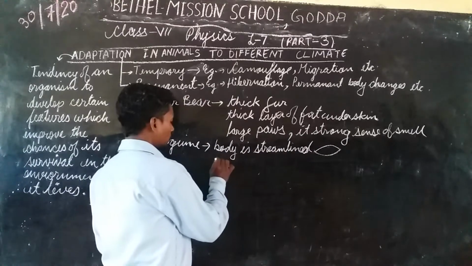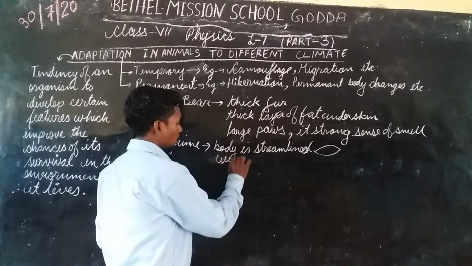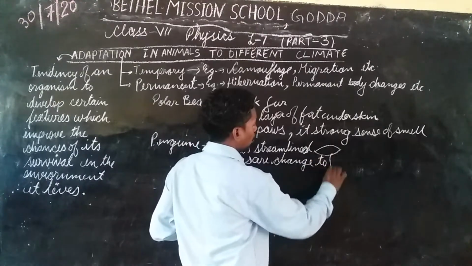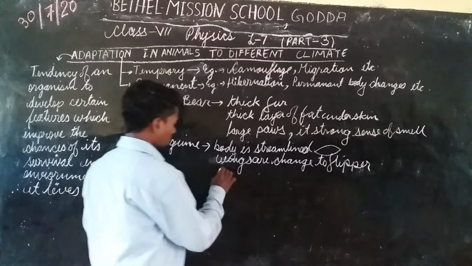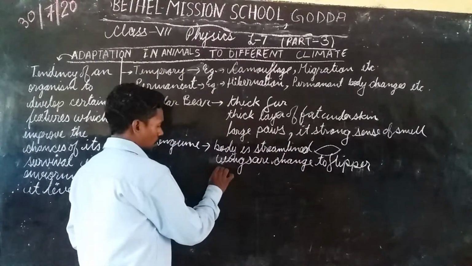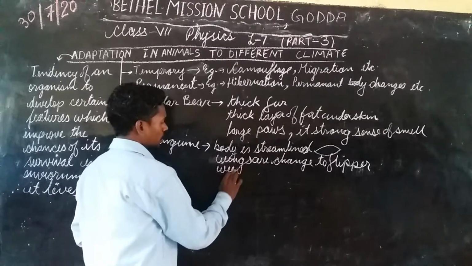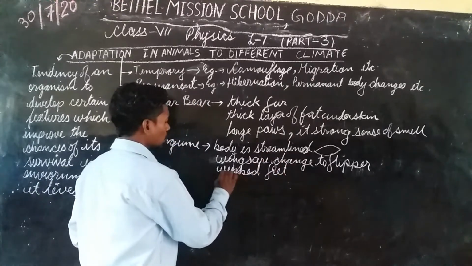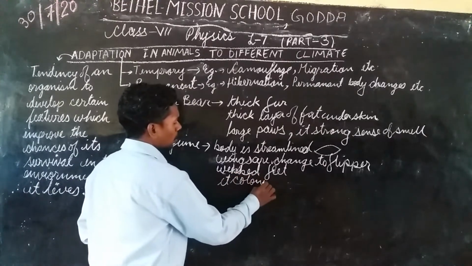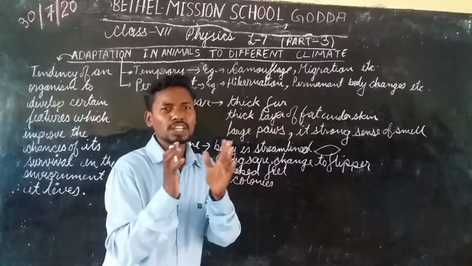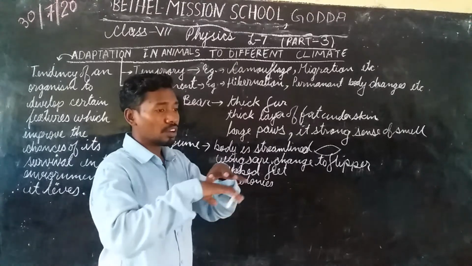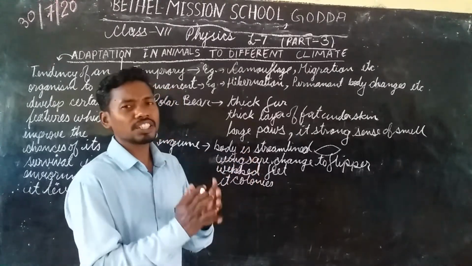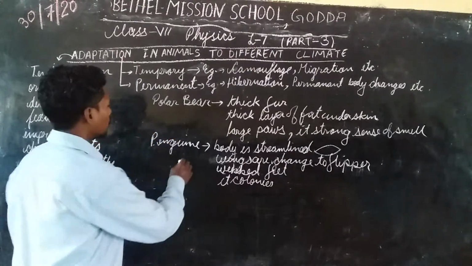Okay. Second one, it has wings changed to flippers. Okay. Number three, it has webbed feet. W-E-B-B-E-D, webbed feet. Number four, it lives in colonies, and they are cuddled to each other. Cuddled means they live very close to each other, so that their body heat warms each other. The body heat of one is used by the other to get warmed, so they are cuddled to each other. Okay, so these are some of the adaptations of penguin.